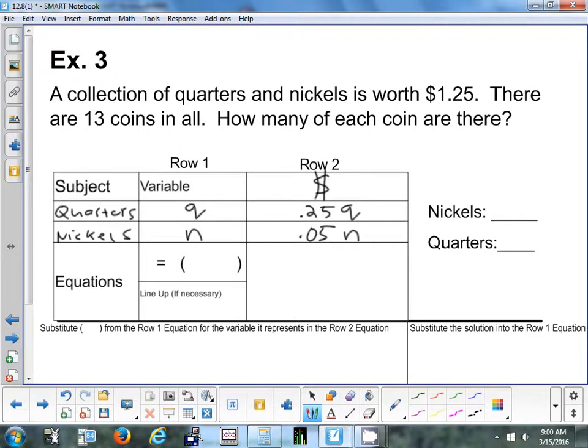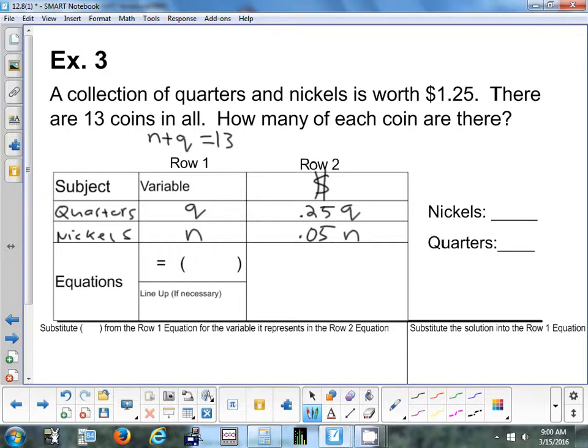Add them. Okay? So what I'm going to do for now, just put it up here because we're going to have to rearrange it. And if I take how many nickels I have, plus how many quarters, how many coins do I have? 13. Now, notice this time our variables are both on the same side. We've got to move one of them. It does not matter which one.